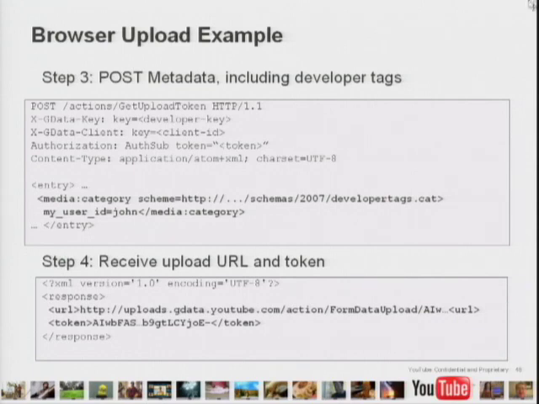So they'll pass in the standard entry data, the metadata, the description, and perhaps some developer tags to say what user ID this was. Our response is going to tell them, okay, here's the URL that the upload should go to, and here's that encrypted token I was referring to that allows us to securely trust the metadata as it comes back from the user.